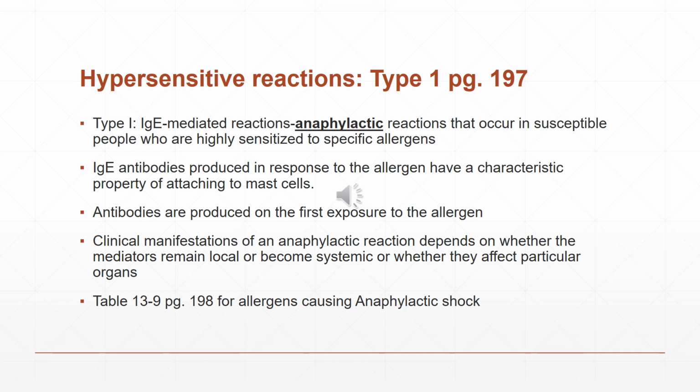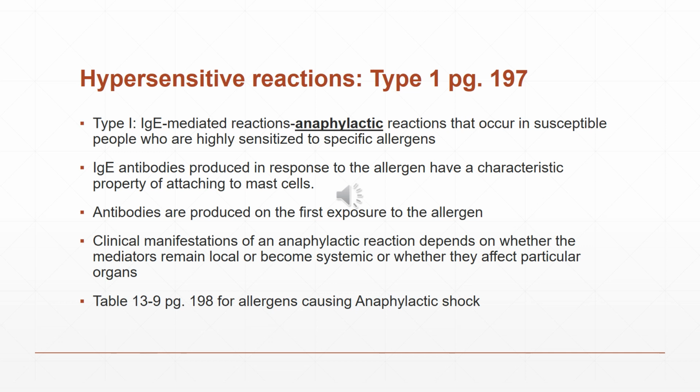Starting with type 1, this begins on page 197 of your textbook. Type 1 involves immunoglobulin E, which, if you remember, is 0.002%. It's found in the plasma and interstitial fluid. It causes symptoms of allergic reactions. This is a mediated reaction, with anaphylactic reactions occurring in susceptible people who are highly sensitized to specific antigens. Immunoglobulin E antibodies are produced in response to the allergen and have a characteristic property of attaching to mast cells.